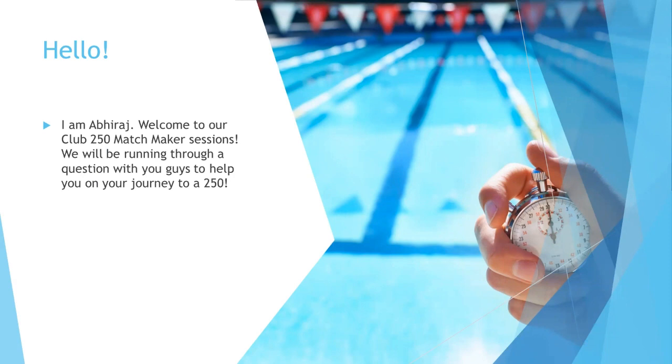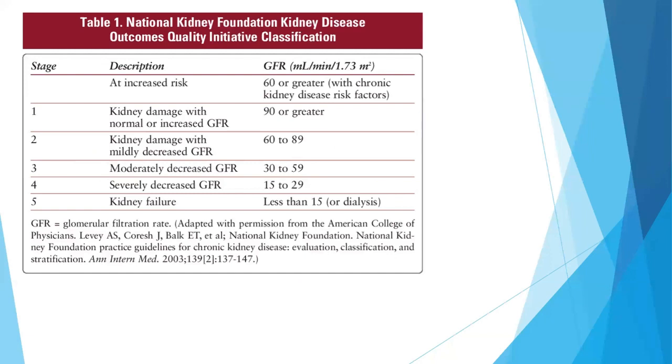We are currently in our renal pharmacology modules, and in this video we will be talking about renal drug adjustments. First of all, we need to know about CKD and renal failure according to the GFR. Whenever your GFR is at 60 or greater, at the lower baseline, then you are at increased risk of having a CKD.